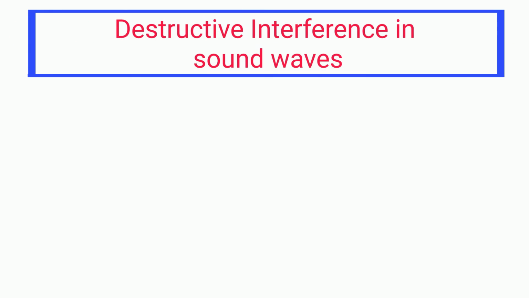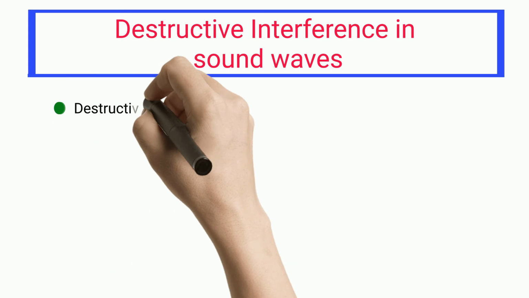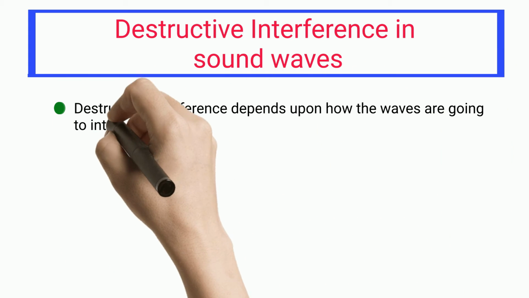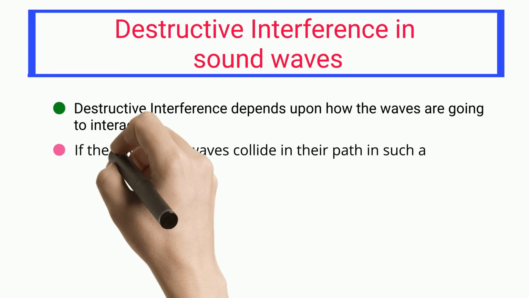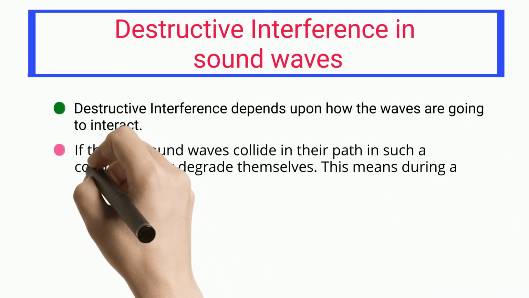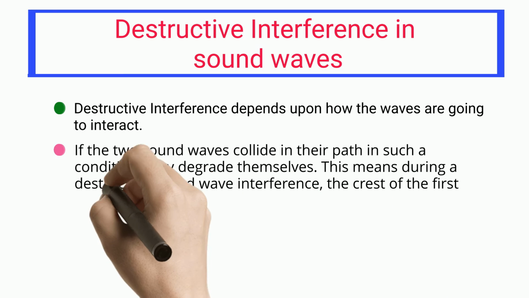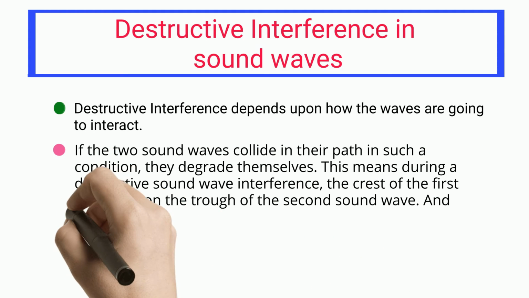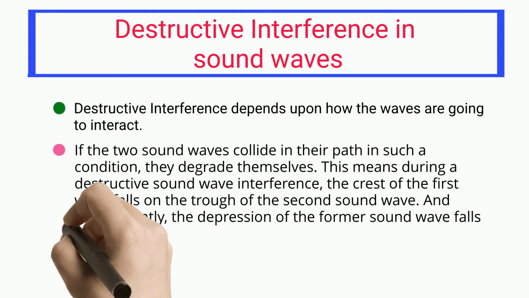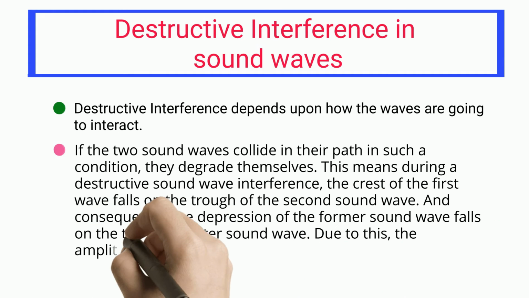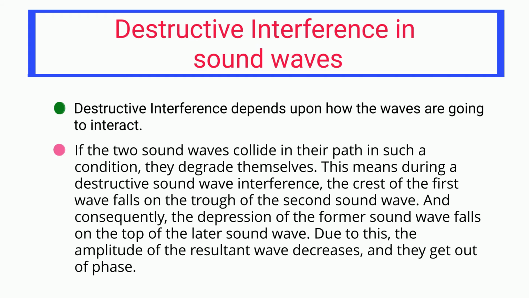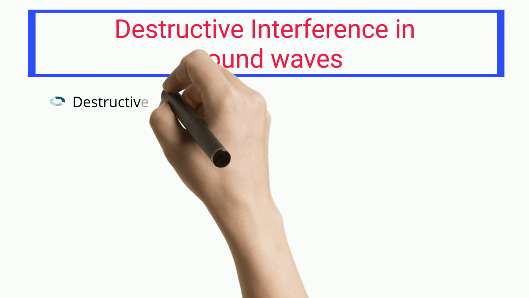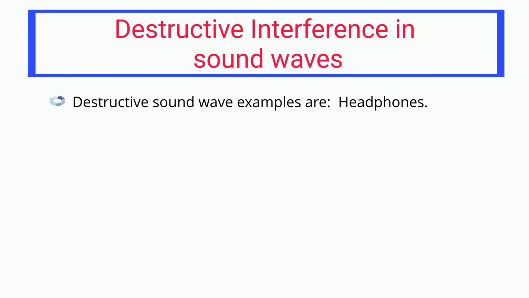Destructive interference in sound waves. Destructive interference depends upon how the waves are going to interact. If the two sound waves collide in their path in such a condition, they degrade themselves. This means during a destructive sound wave interference, the crest of the first wave falls on the trough of the second sound wave, and consequently, the depression of the former sound wave falls on the top of the latter sound wave. Due to this, the amplitude of the resultant wave decreases, and they get out of phase. Destructive sound wave examples are headphones.